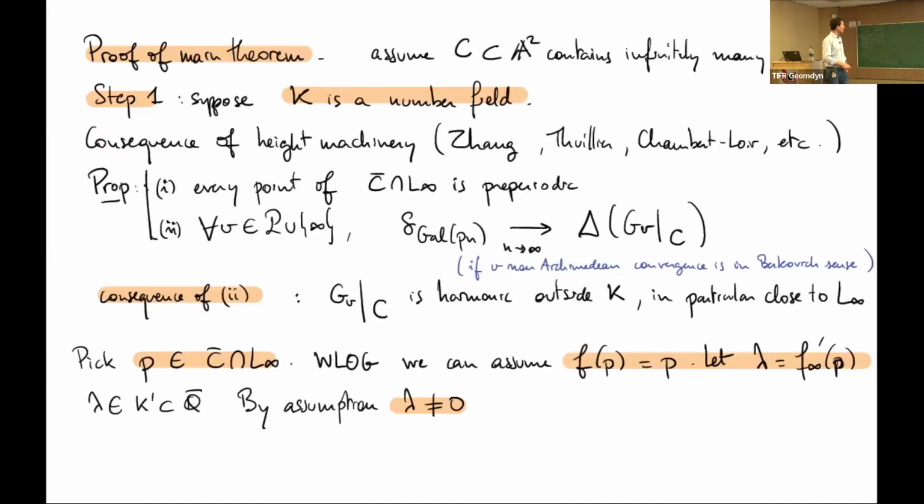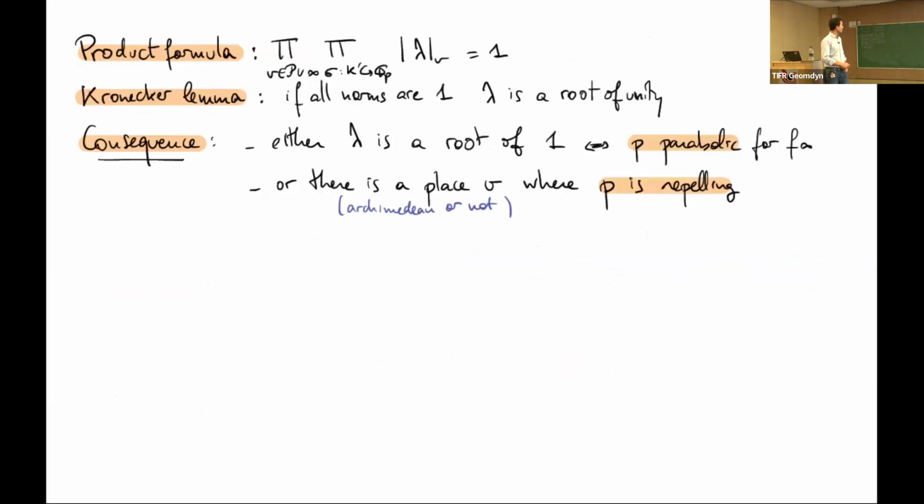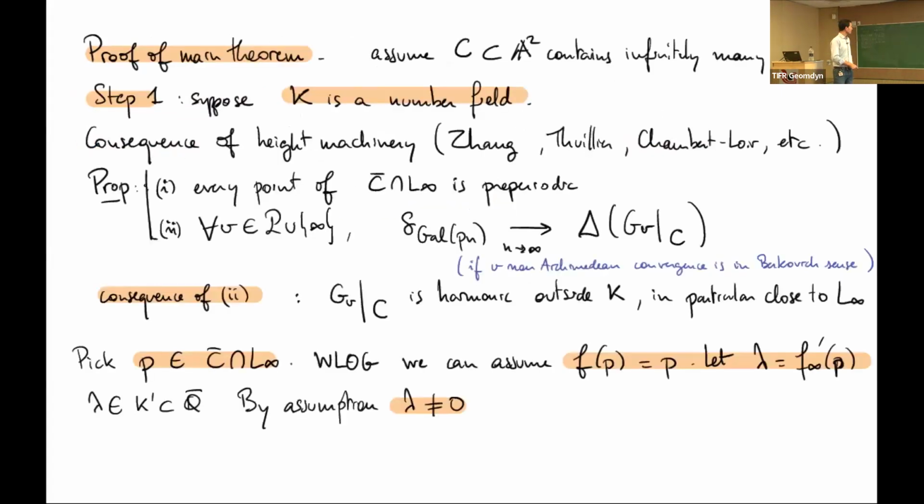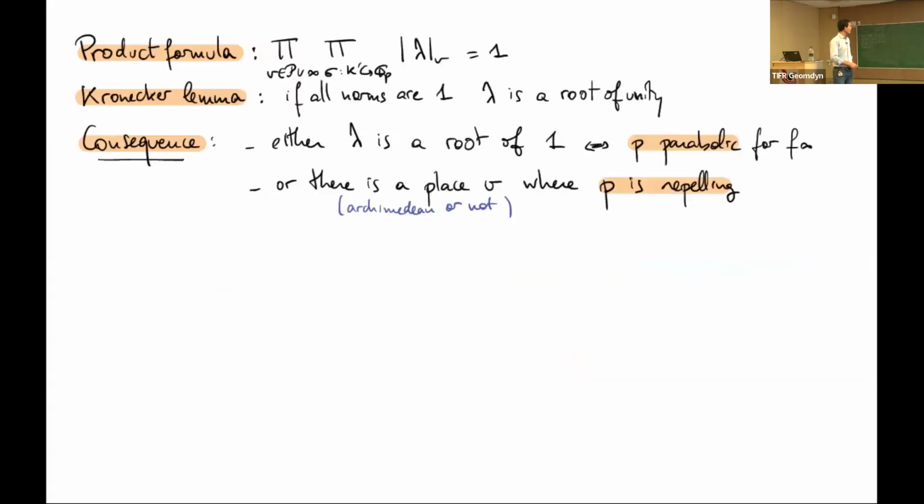So if you take any algebraic number lambda here, which will be the multiplier, you have two important facts. First, there is the so-called product formula, which says that if you take all p-adic norms of lambda for all possible embeddings of k prime, the number field where lambda lives, in C_p, and you take the product of all the norms that you see, the answer is 1.